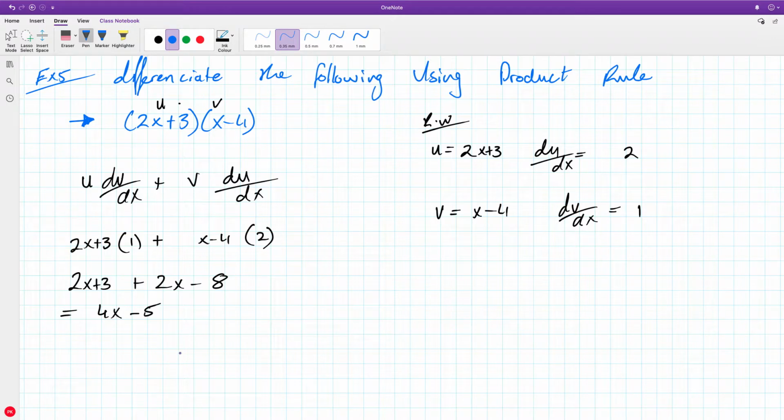Write another one of those. Have a go at y is equal to x plus 5 times x squared minus 3x plus 2.